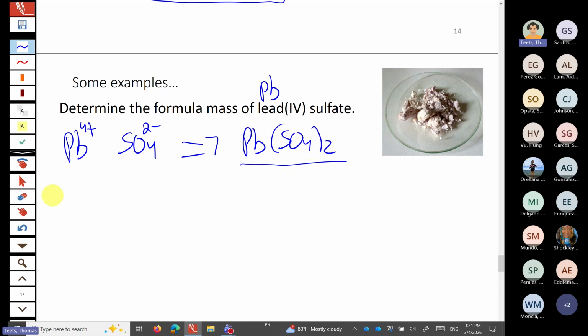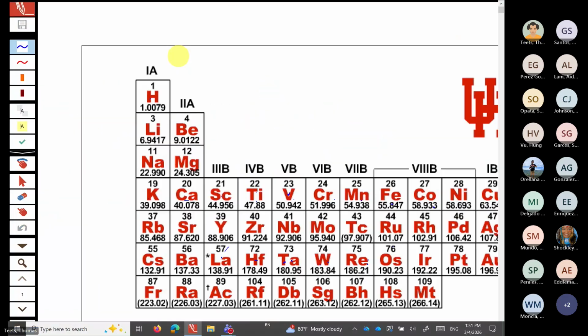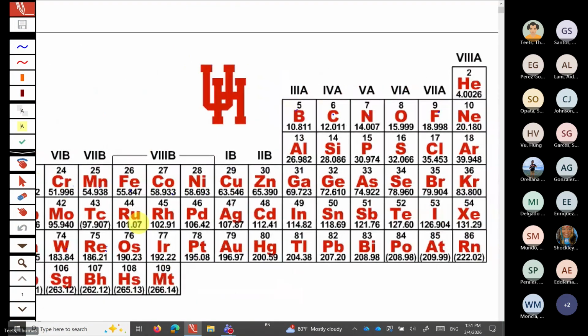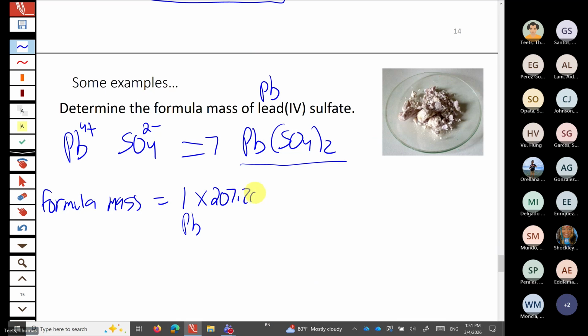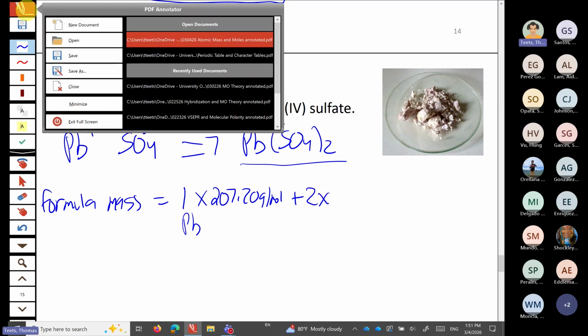So if we want to get the formula mass, then we have 1 lead in the formula. And the atomic mass for Pb, lead, is 207.20. So that's the atomic mass for lead. That's going to be the first number we need. And then this formula has a total of 2 sulfurs in it. Each sulfate has 1 sulfur, but there's 2 of them in the formula. So there's 2 sulfurs in the formula. The atomic mass for sulfur is 32.07.